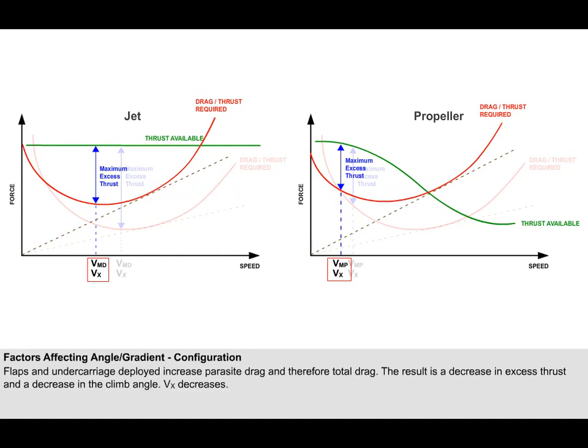Therefore, for both jet and propeller aeroplanes, as the gear and flaps are deployed, the speed for maximum angle of climb, Vx, will decrease. This means that although your climb angle will decrease with gear and flaps deployed, in order to get the best climb angle from this deteriorated performance situation, you will have to fly at a lower speed. It therefore seems prudent not to use flaps during the climb so that the climb angle is as large as possible.